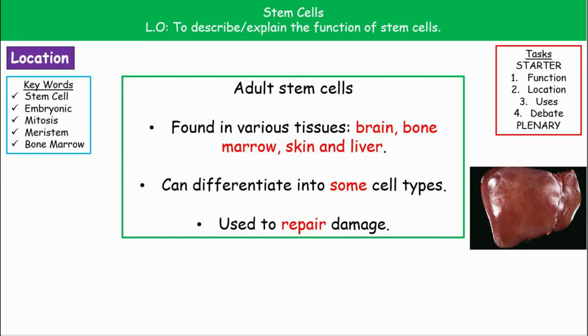Now the key difference that we can see here between our embryonic and our adult stem cells is the number of cell types they can differentiate into. So our embryonic can go into any cell type, whereas the adult stem cells can only differentiate into some cell types. So they're more limited, if you like, in what we could potentially use them for.